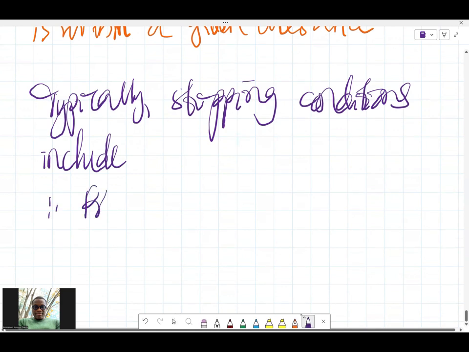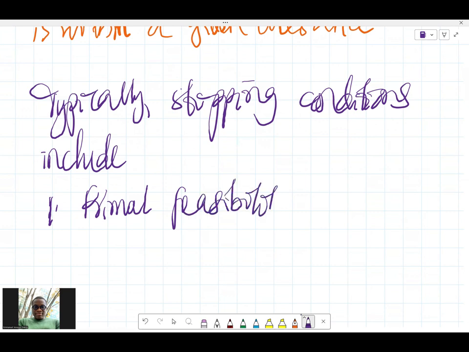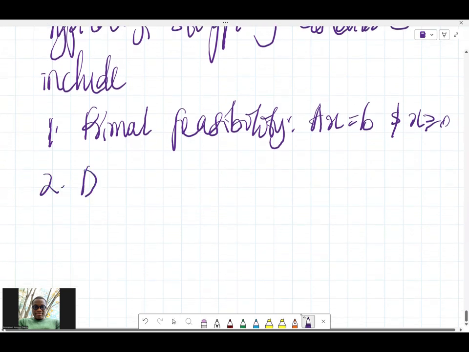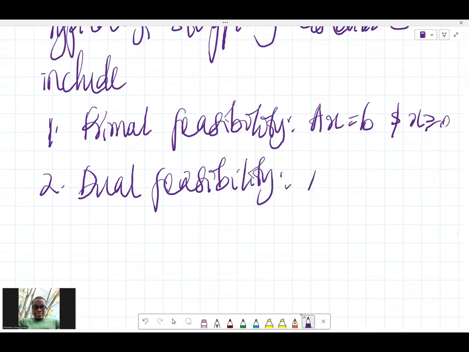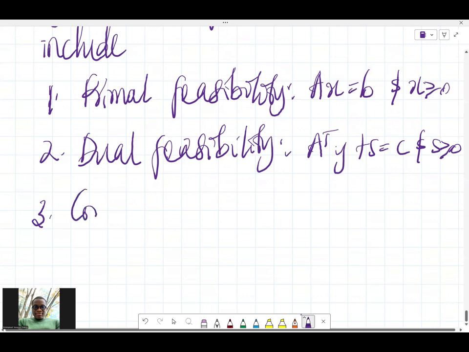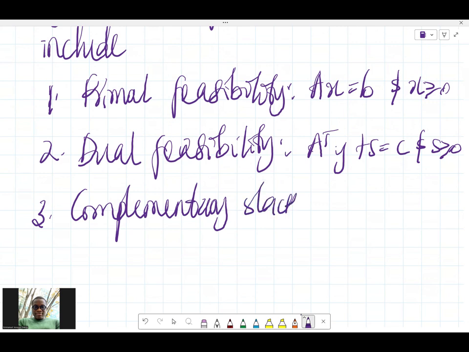1, primal feasibility, when the primal is feasible, that is AX is equal to B and X is greater than or equal to 0. Then we also have dual feasibility. Since the problems are solved simultaneously, dual feasibility, where A transpose Y plus S is equal to C and S is greater than or equal to 0. And lastly, we have the complementary slackness. In this case, Xi multiplied by Si is equal to mu.